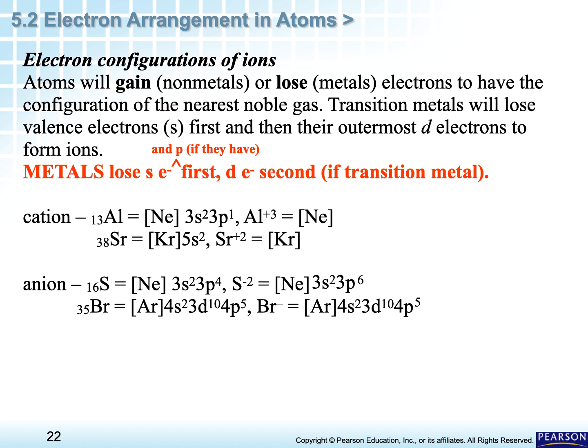Because let's count. Neon is 10. Plus 2 is 12. Plus 6 is 18. Well, 18 is argon. That's a noble gas. So when you have the same number of electrons as a noble gas, you are stable.